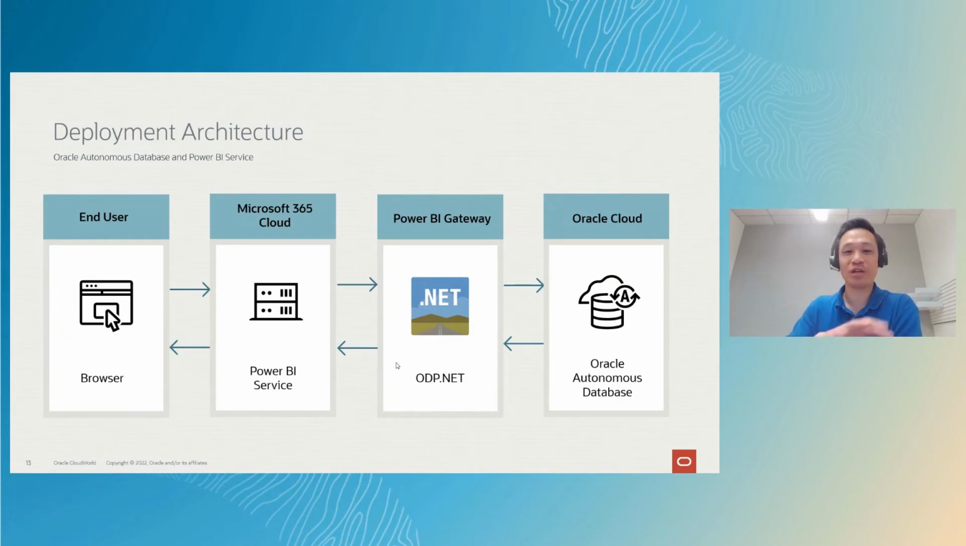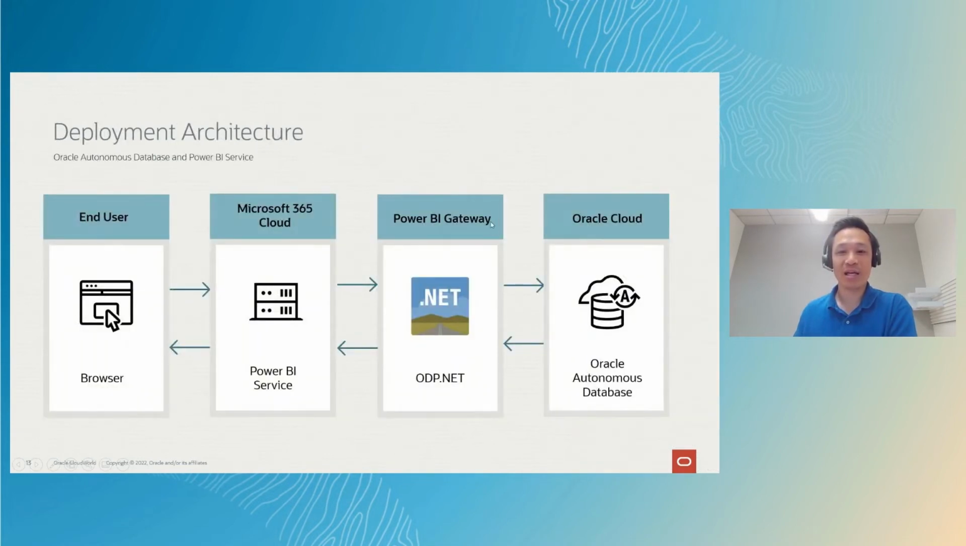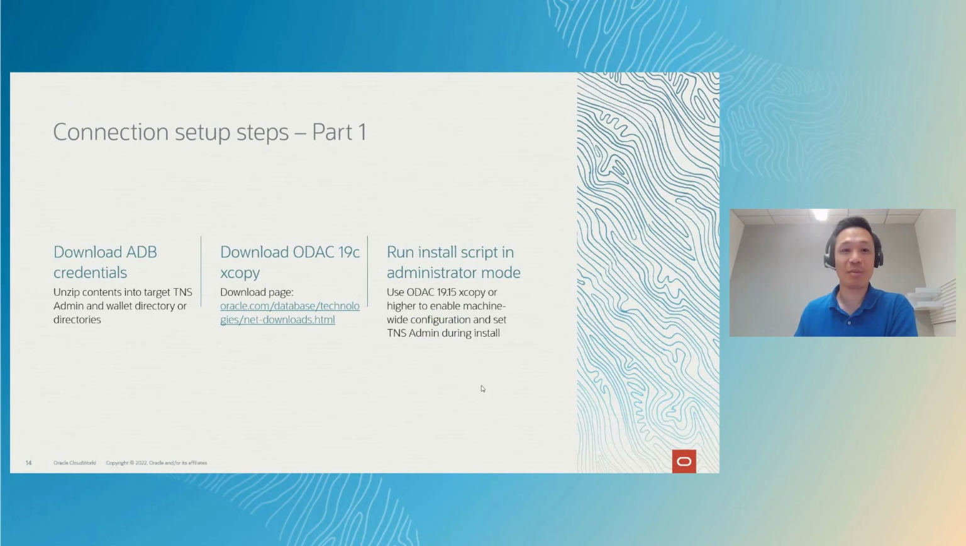My purpose of explaining this is just to give you an idea of what the architecture looks like, so that you'll set up the service here, you'll set up a Power BI Gateway machine on an infrastructure machine, and then you'll set up your autonomous database as well. So that's how you get the connectivity all together. And in terms of setting this up, the starting point is the same. You download your autonomous database credentials, you download 19C Xcopy, and then you run the Xcopy install script, and you run this all on the Power BI Gateway machine. So that's the machine you run it on, because that's going to be doing the ODP.NET connectivity. So that's exactly the same as Power BI Desktop.